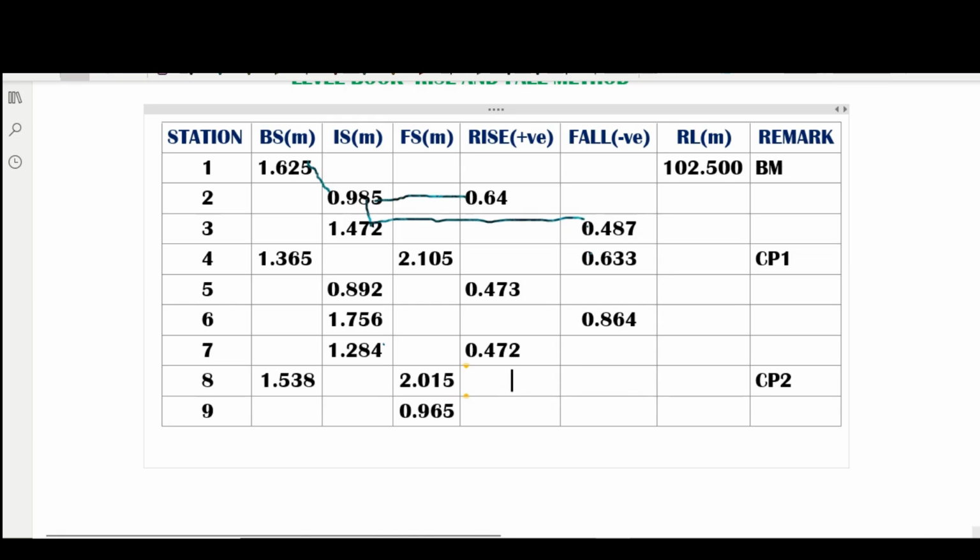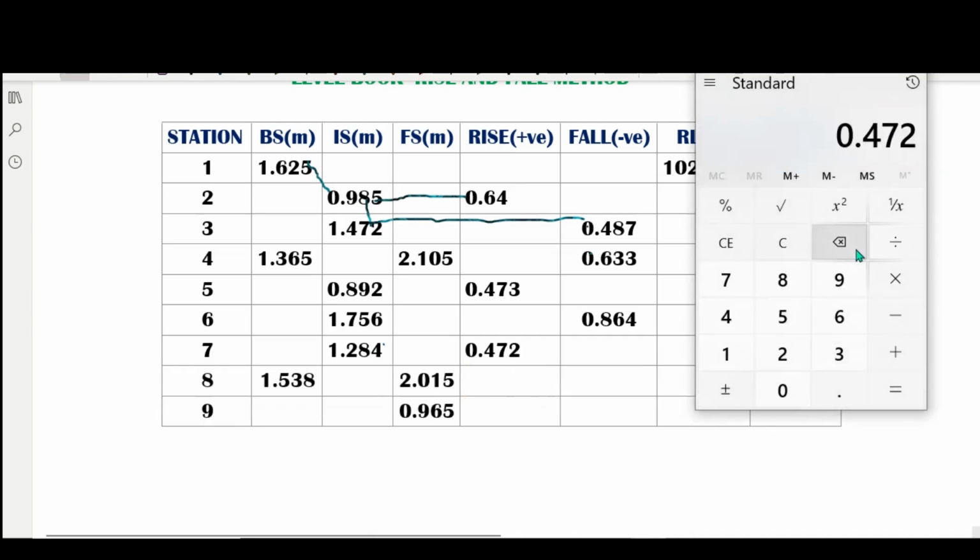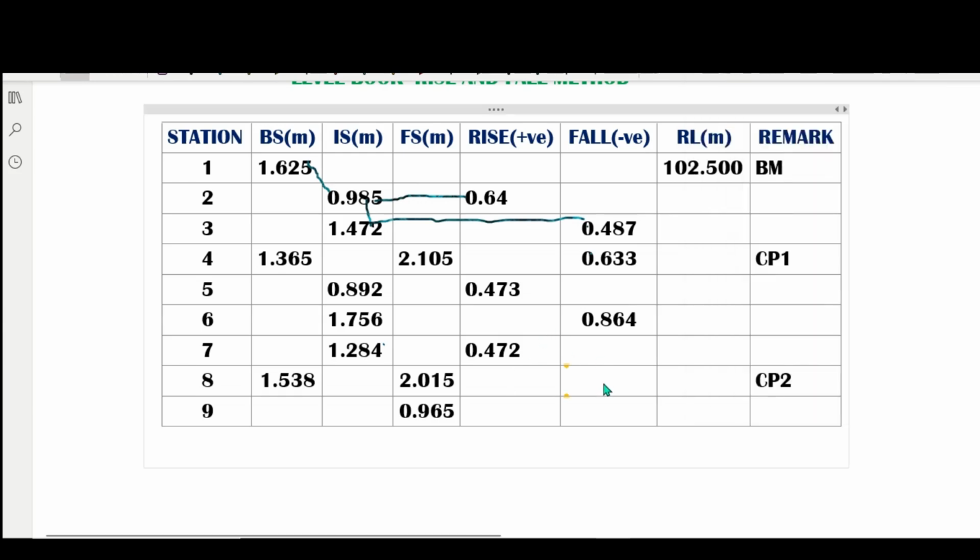All right, so the next one is this guy minus this guy. That should be a fall, because this number is bigger than this number. 1.284 minus 2.015, and that's going to be a negative number, and that number is going to be written here. You get it? Paste here.